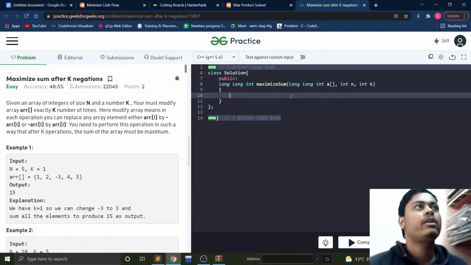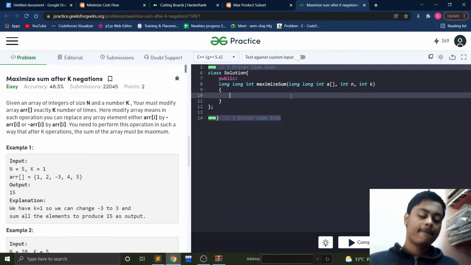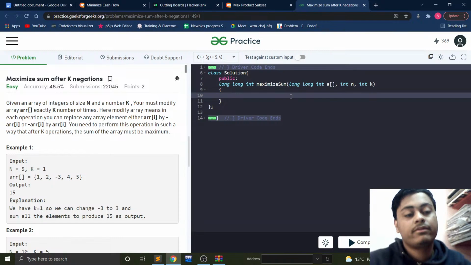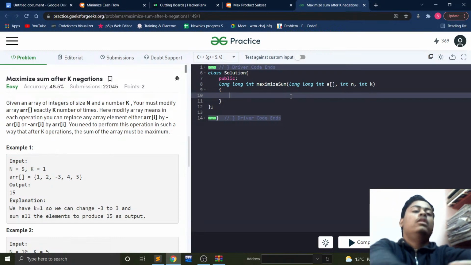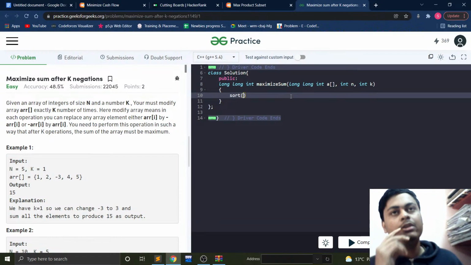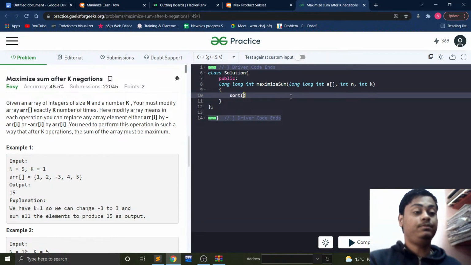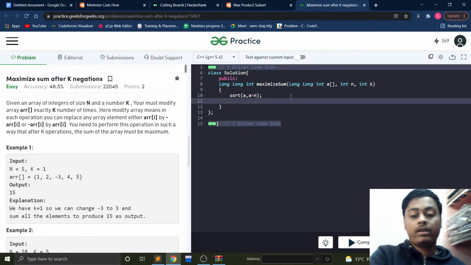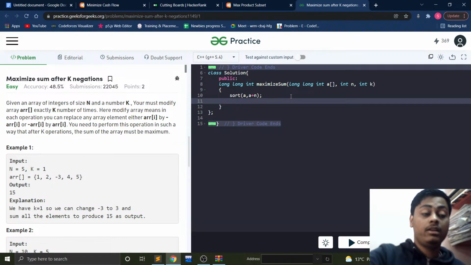So firstly I'll try to make all the negative numbers positive. If k remains and is odd, then take the smallest value and make it negative. So I'll just sort the array first. After sorting, I have a bunch of negative numbers at the start, followed by maybe some zeros, and then the positive numbers.